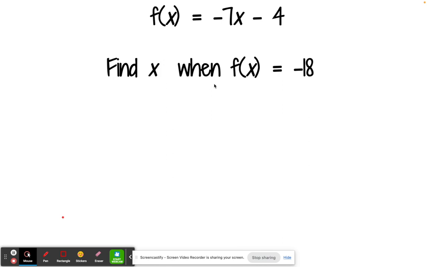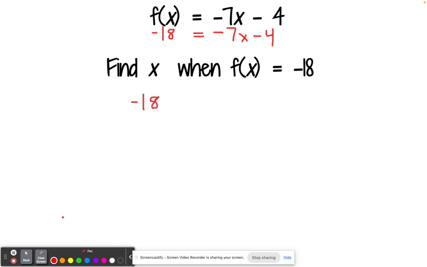Okay, now we're going to find x when f of x equals negative 18. Well, that's an interesting one. It might sound tricky, but we're saying that f of x is negative 18. So we're saying this is negative 18, and that's going to be equal to negative 7x plus 4 minus 4. This is just a two-step equation. We've done a million of these. I'm going to rewrite it down here so I have workspace.